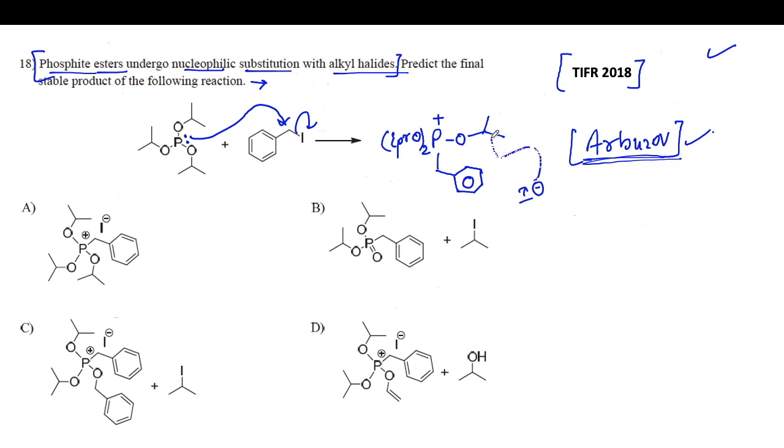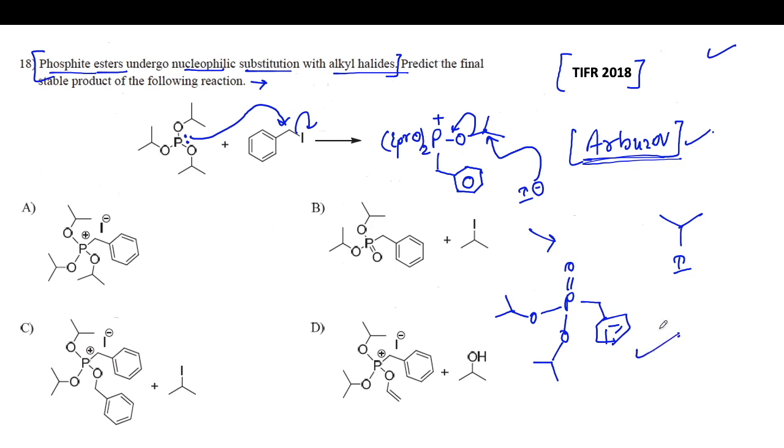So the I minus will now attack on one of the phosphite carbons so that the bond falls off the phosphorus, and hence you get isopropyl iodide, followed by a double bond with the phosphorus. Two of these phosphite groups are as it is, and obviously the benzyl group is connected. So this is your new phosphonate ester synthesis that you can use for further Wittig reaction from here, but that is not asked. Only the Arbuzov reaction is asked. So B is your correct answer for this question.